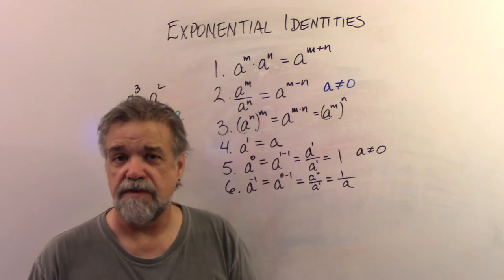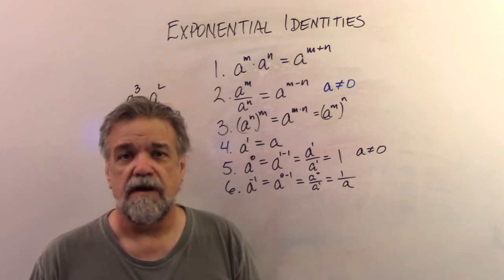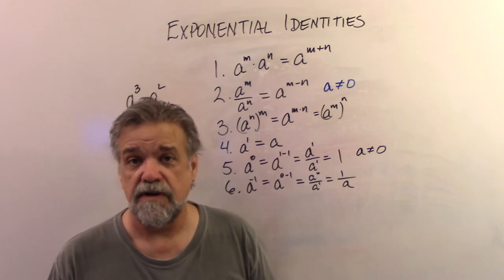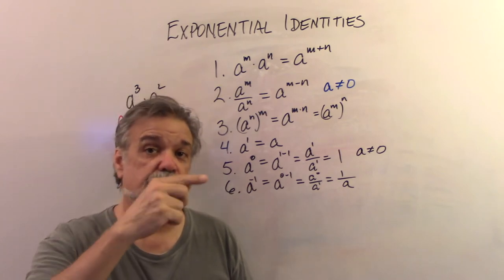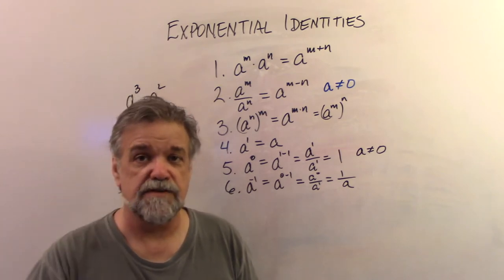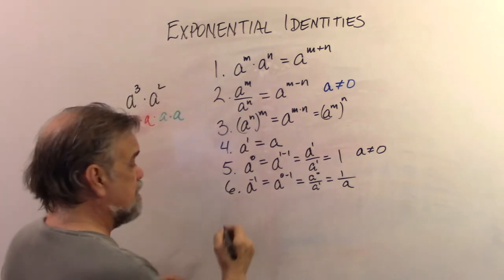So to the negative 1 power means the reciprocal of that number. Okay? 4 to the negative 1, 1 fourth. Negative 2 to the negative 1, negative 1 half. 2 thirds to the negative 1, 3 halves. Okay? You just flip the fraction when you take the reciprocal of it. All right.